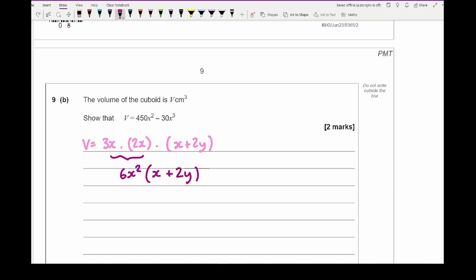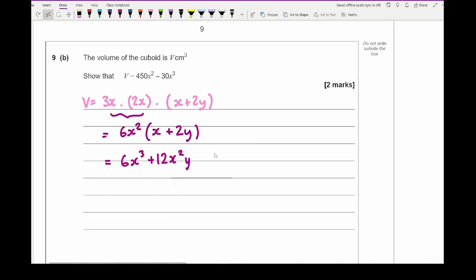So expanding them out, what do I get? Well, I'm going to end up with 6x cubed plus 6 times 2, which is... no, it's going to be 12x squared y. Now at this moment in time you might be thinking to yourself, well, that doesn't equal the same, but you need to remember that we need to get rid of this y.